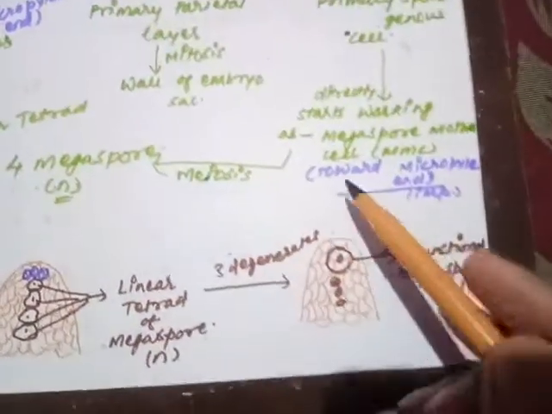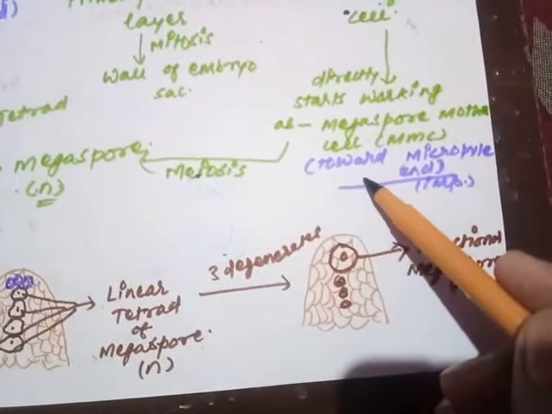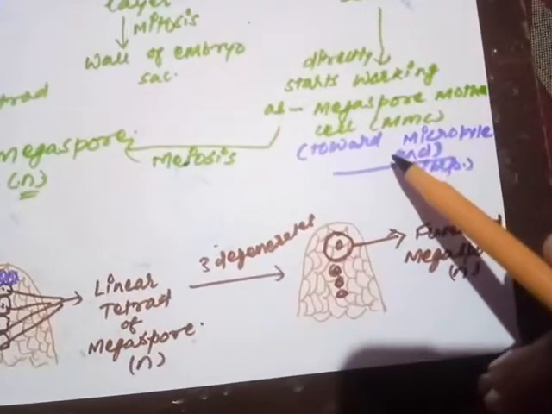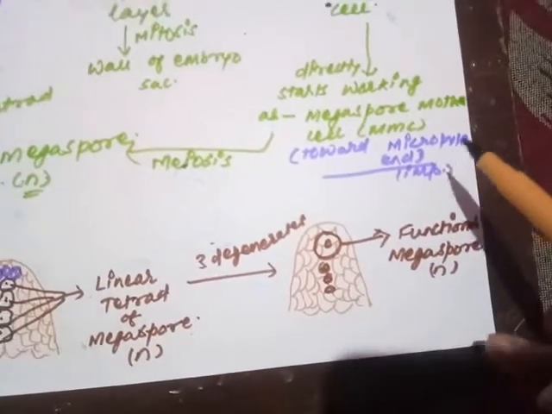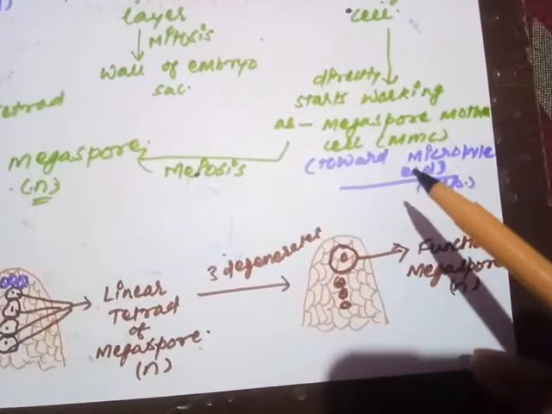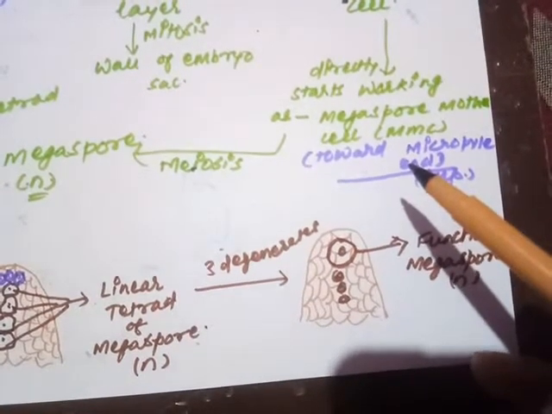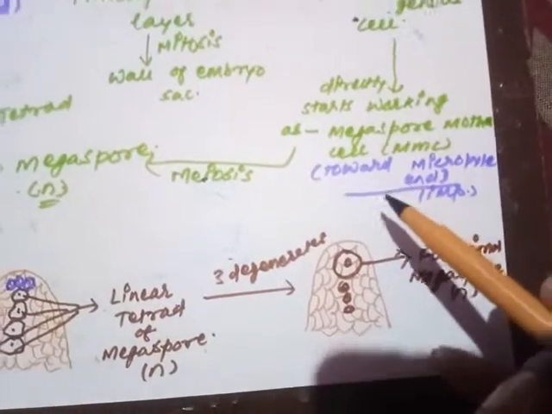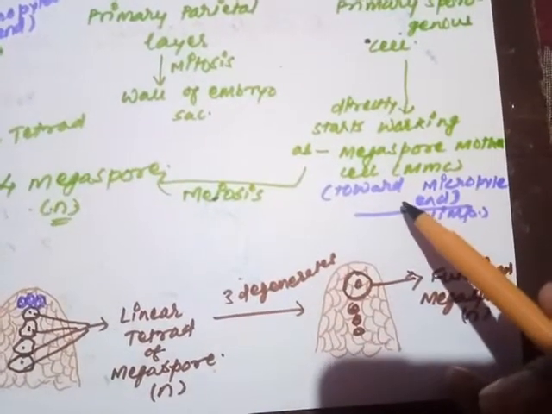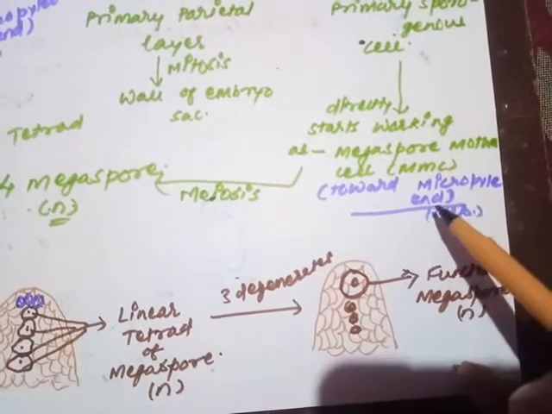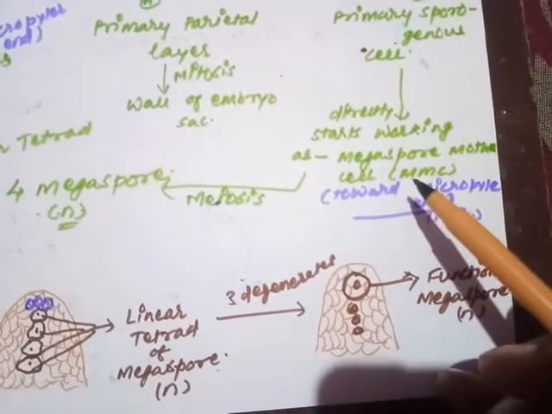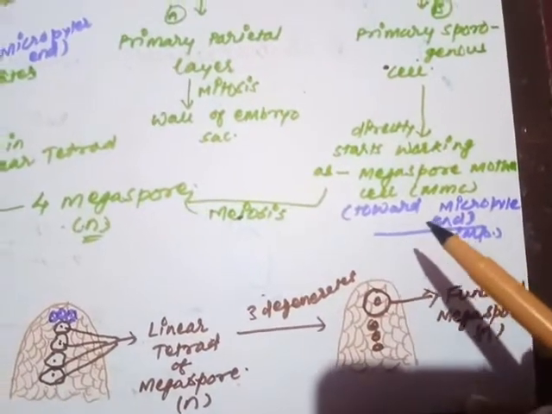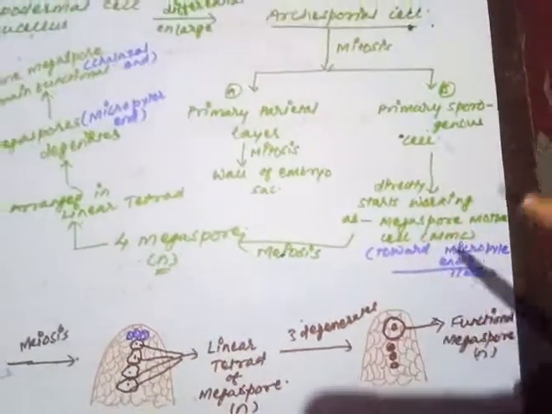But remember, the crucial point is which cell will start working as the megaspore mother cell? The cell which is lying toward the micropylar end. Remember, in the previous lecture we found that the nucellus has two regions, one is chalazal and one is the micropylar end. So the sporogenous cell lying toward the micropylar end will start working as the megaspore mother cell, means it will lead the entire process of development of the megaspore. Is it clear till now? So we are moving ahead.